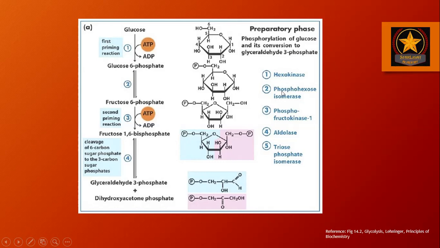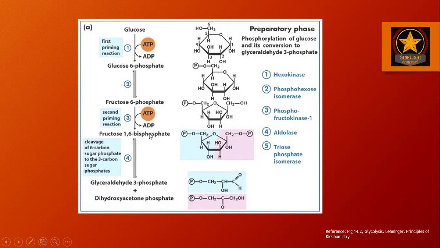It is a 5-step process and involves the use of these 5 enzymes: hexokinase, phosphohexose isomerase, phosphofructokinase, aldolase, and triose phosphate isomerase. Here, glucose is irreversibly converted to glucose 6-phosphate with the utilization of one molecule of ATP. Glucose 6-phosphate is then converted to fructose 6-phosphate, which is again phosphorylated at the first carbon to form fructose 1,6-bisphosphate with the utilization of one molecule of ATP.